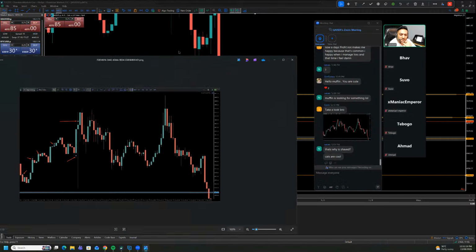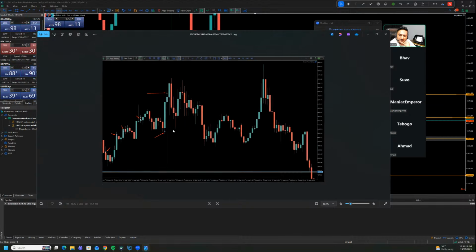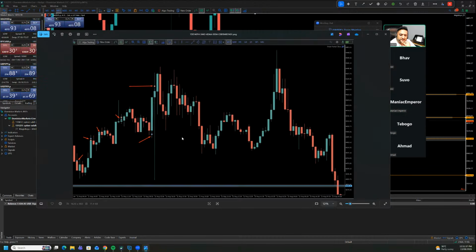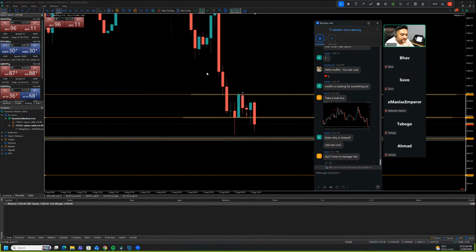Okay, so Suvo just sent me a chart. What is this, buddy? Took a sell, took a buy here. Is it a buy or a sell? Suvo. Last three, how to manage risk. Last three, how to manage risk.